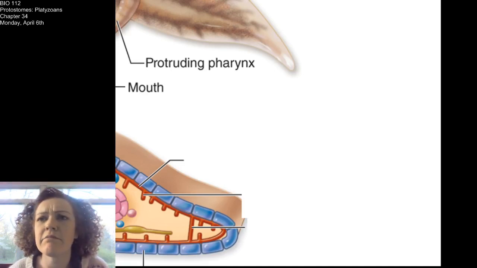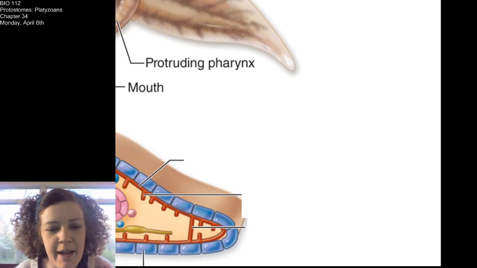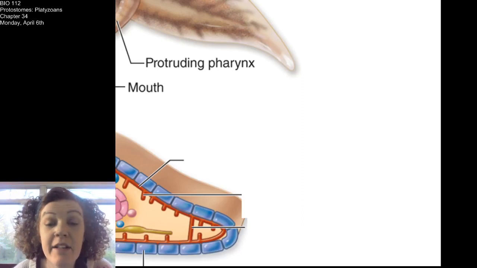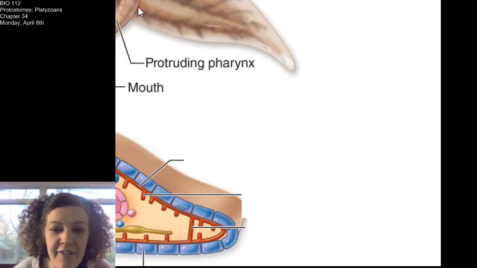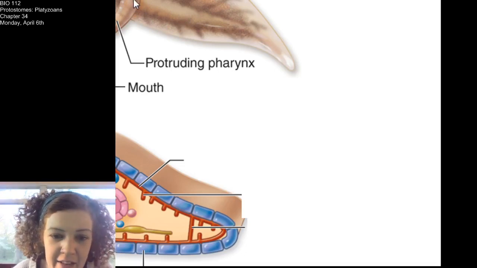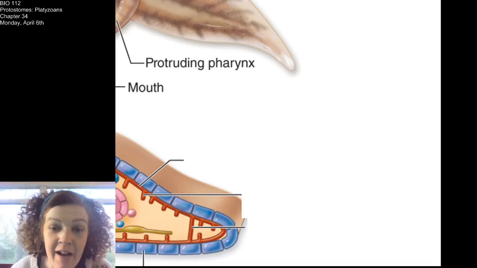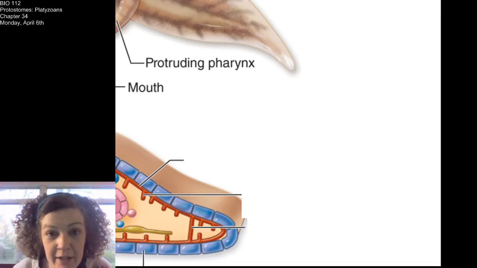You alright? My dog just gave me some attitude. And they tend to move away from bright light. Okay. And here is the mouth. And this is the pharynx. So this actually fits into their body. It goes along their body, and then when they get ready to eat, it comes out, and it's kind of like a vacuum cleaner.